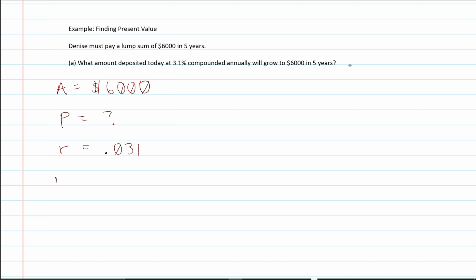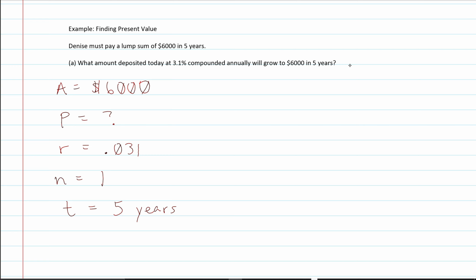Next, the N value, how many times that interest is compounded. Well, it says annually, so that means once a year. So our N is 1. And then T is the total amount of time in years. Well, it's going to be 5 years for Denise.